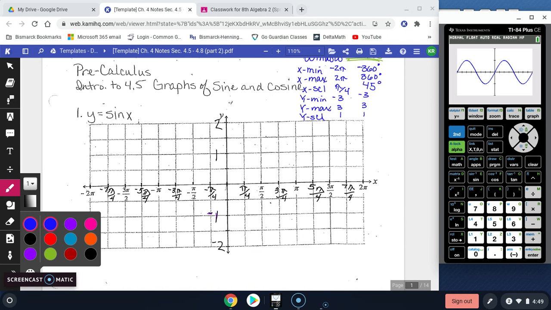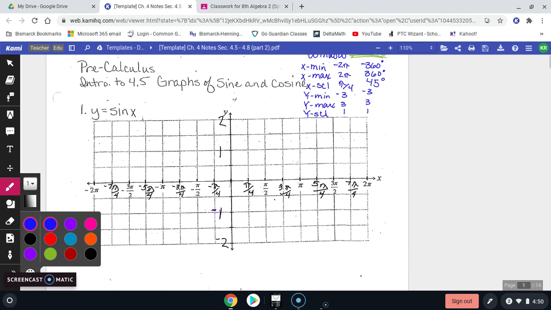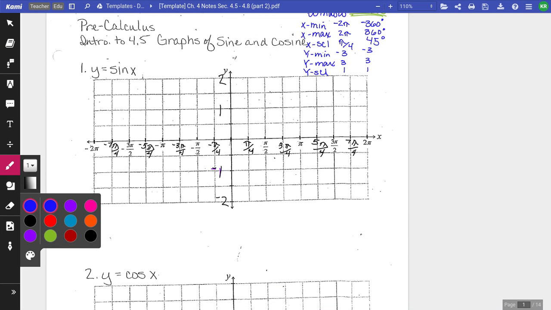Again, you can use your calculator, that's fine. But I want to take time to go through and look at the points and show you where these points come from so you understand how the graph is formed. So we're going to move over to your unit circle or your trig chart if you've got it handy.